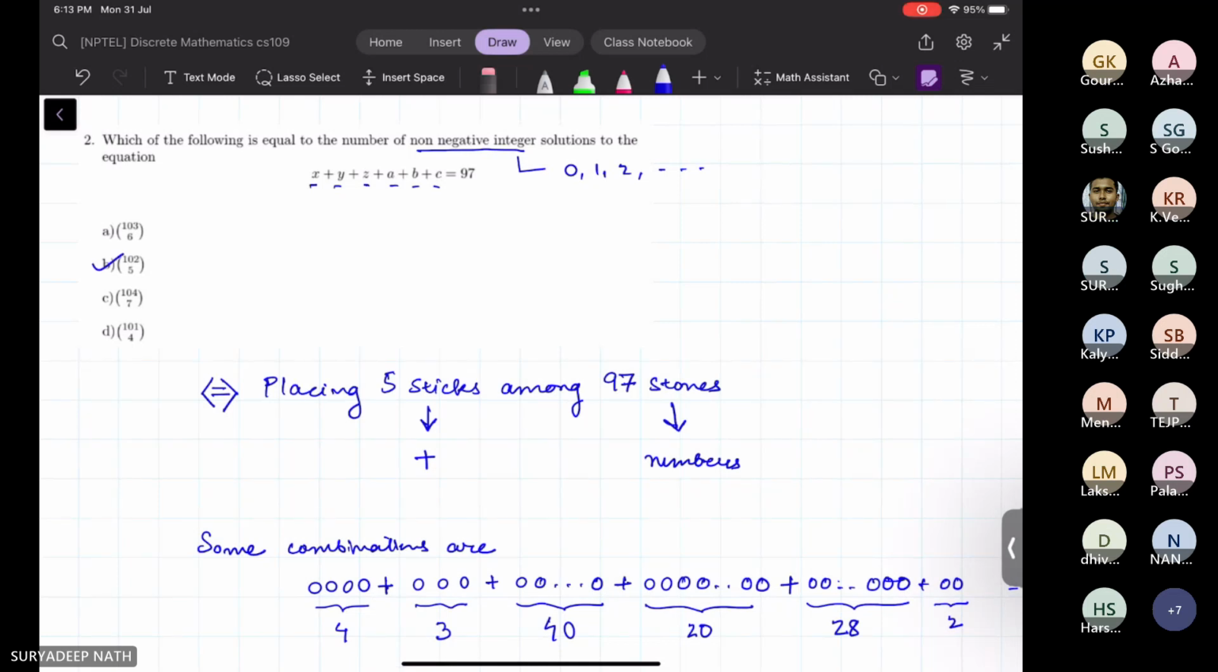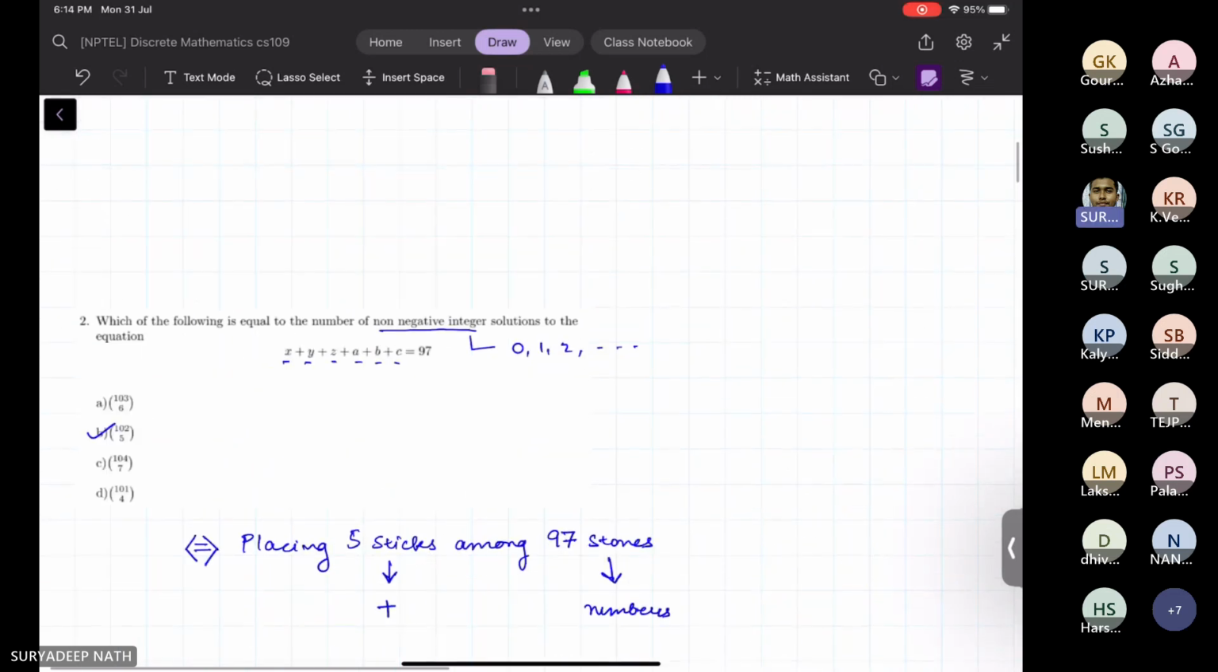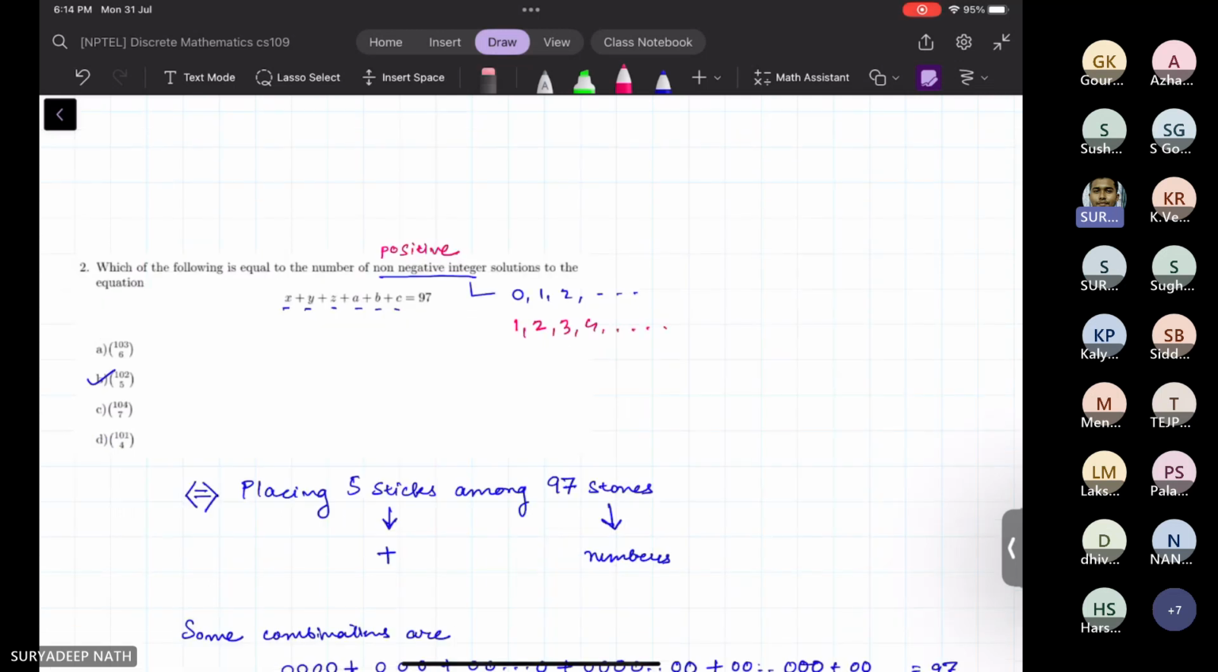Now this is the correct answer. Here it was mentioned that it is a non-negative integer. Can any one of you tell me, if I made it only positive integer instead of non-negative, which means x, y, z, a, b, c can take values 1, 2, 3, 4, and so on, that is the natural numbers, what would be the solution for the same problem if I changed non-negative to positive? Can anyone say?